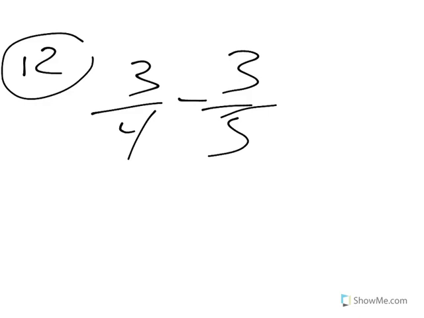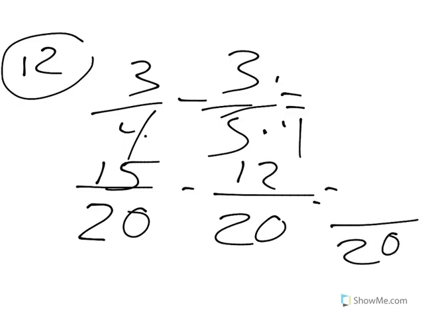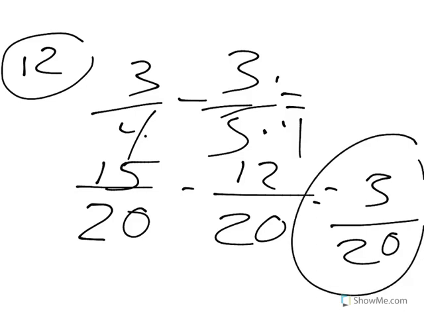Again, I got subtracting fractions. This time I have unlike denominators, so I got to find a common denominator. 4 and 5, my common denominator is going to be 20. If I put it in my sled, I'll get 20. 4 times 5 is 20, so 3 times 5 is 15. 5 times 4 is 20, so 3 times 4 is 12. Now that I got the same denominator of 20, 15 minus 12 is 3, so my answer is 3/20.